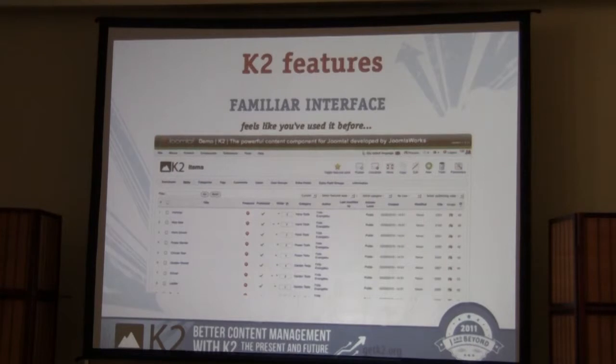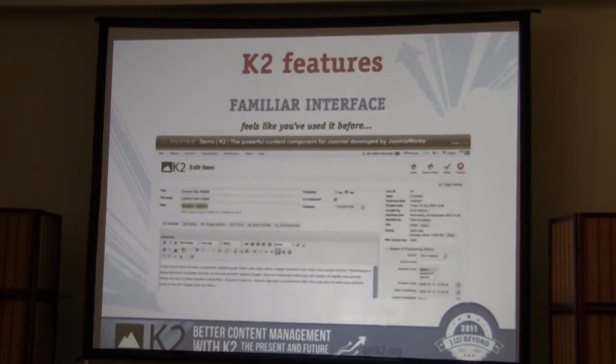In these two versions, we've kept the interface as familiar as possible, with K2 resembling com_content, the default component within Joomla for content. If you use K2, it feels like you've used it before from the very first moment. The lists and everything are positioned in such a way that it doesn't make the user or your client feel uncomfortable when using it. We've kept that in as many places as possible, of course, including the item edit form.